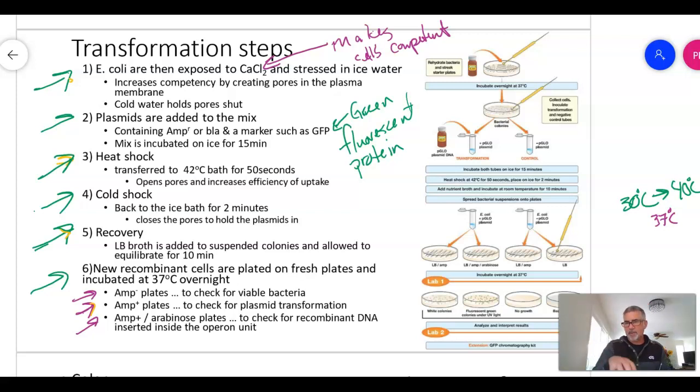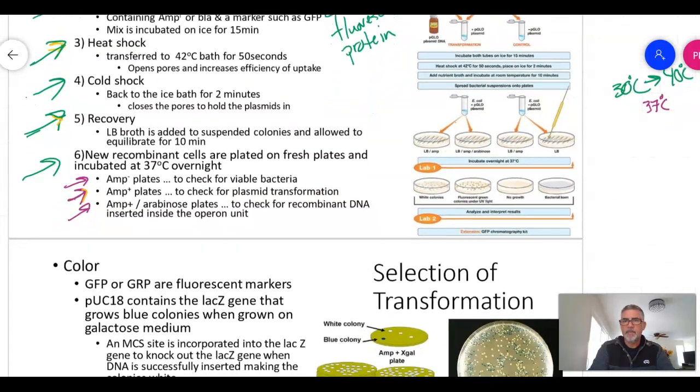If I had plasmids without recombinant DNA, they'll grow on my AMP-positive plate. If I have my recombinant DNA, right, then my AMP-R will be in there, my PBAD will be in there, and then they'll glow green, right? So they'll express my GFP.